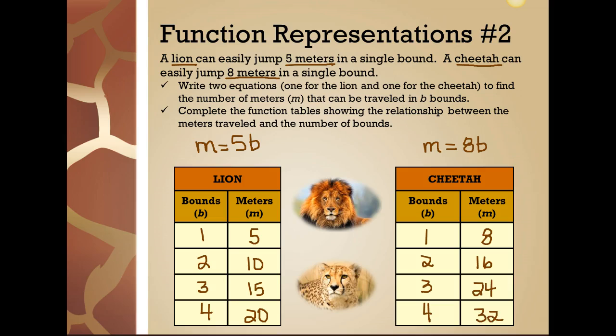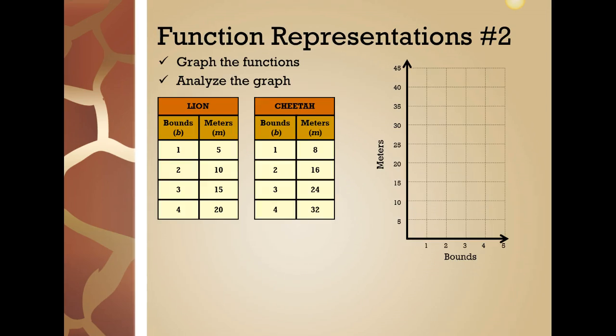Now that we've completed our tables, we will move on to the next step, where we will graph the functions and analyze the graph. In order to graph the functions, we will need to make ordered pairs from each table. We're going to graph both of them on the same graph so we can compare the functions more easily. We will graph the number of meters the lion travels in 1, 2, 3, and 4 bounds. In order to complete the graph of the lion, we will connect the dots. Our graph will have only one arrow on it because the lion is not going to take a negative number of bounds. Next, let's graph how far the cheetah travels in 1, 2, 3, and 4 bounds.